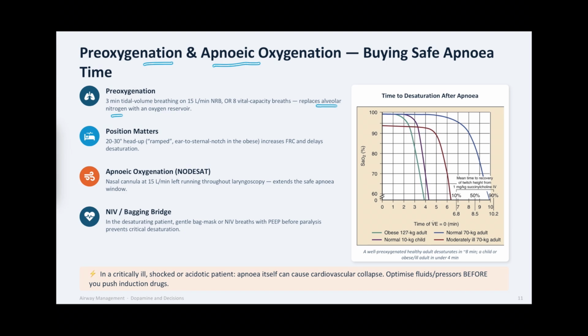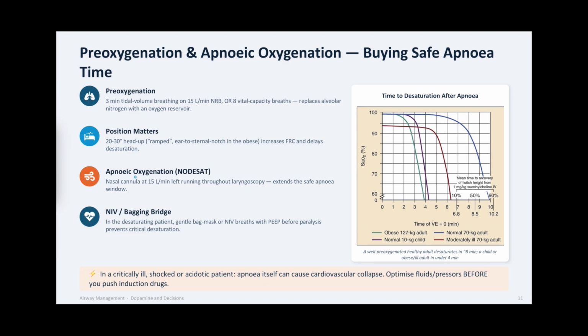The standard method is very simple. Allow the patient to take a high concentration of oxygen using a non-rebreather mask. Alternatively, ask the patient to take 8 vital capacity breaths. Position also matters. Keeping the patient 20 to 30 degrees head up increases the functional residual volume and prolongs the apnea time. In obese patients, use the ramped up position. It means aligning the external auditory meatus with the sternal notch. This also improves both oxygenation and the laryngoscopic views.